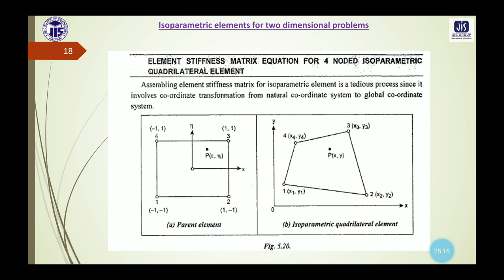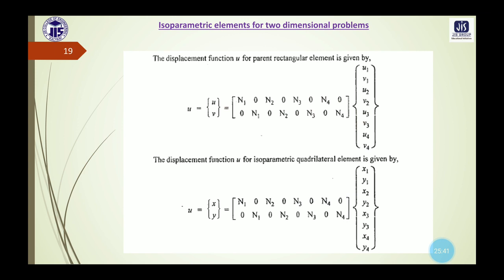Let us next discuss the element stiffness matrix equation for the 4-noded isoparametric quadrilateral element. Now the parent element and the isoparametric quadrilateral element are given here. Assembling the element stiffness matrix for the isoparametric element is a very tedious process since it involves coordinate transformation from the natural coordinate system to the global coordinate system. The displacement function u for the parent element and for the isoparametric quadrilateral element we have discussed just now, so this representation we have seen.